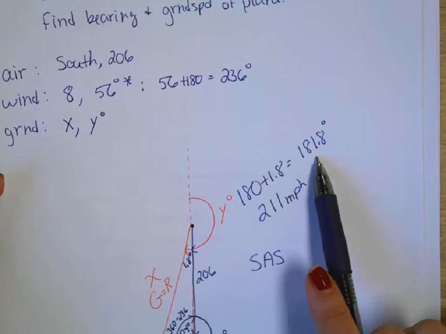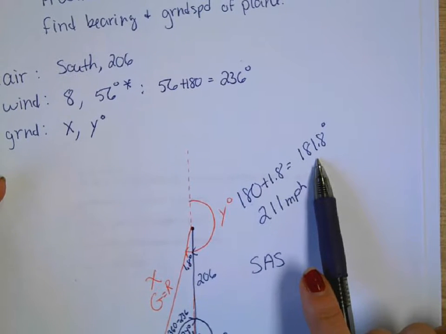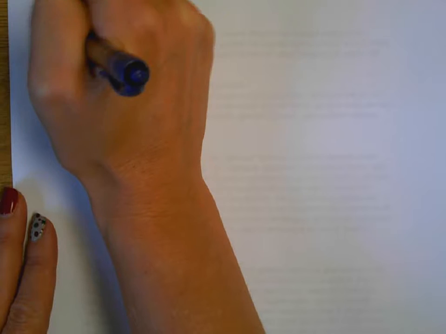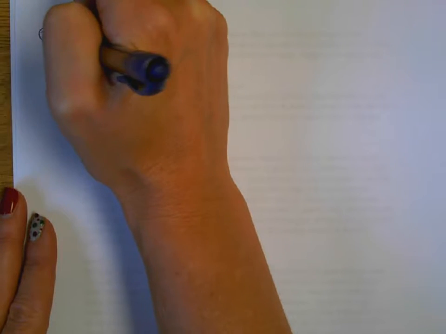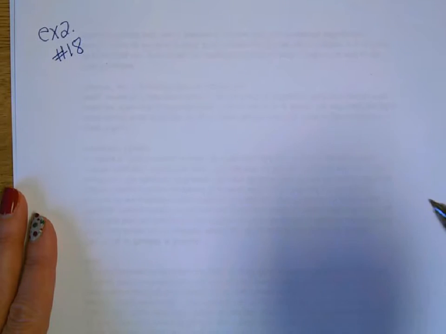Okay, the direction is what? And then it's 181.8. All right, number 2 is number 18. Do you want me to write the information out, or do you want to look in the book? Write that out. Okay, write it out.